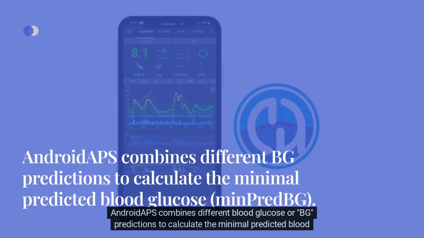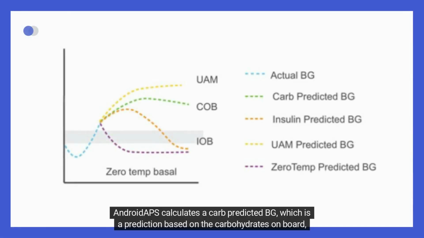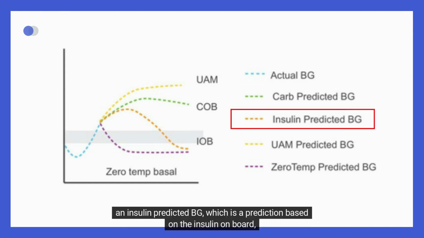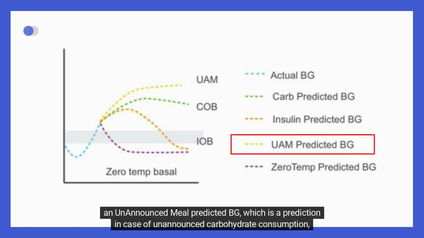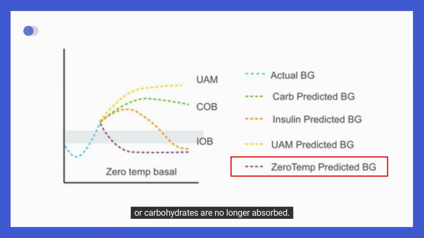AndroidAPS combines different blood glucose or BG predictions to calculate the minimal predicted blood glucose. AndroidAPS calculates a carb-predicted BG, which is a prediction based on the carbohydrates on board, an insulin-predicted BG, which is a prediction based on the insulin on board, an unannounced meal-predicted BG, which is a prediction in case of unannounced carbohydrate consumption, and a zero-temp predicted BG, which is a worst-case scenario in case insulin is suddenly no longer administered or carbohydrates are no longer absorbed.